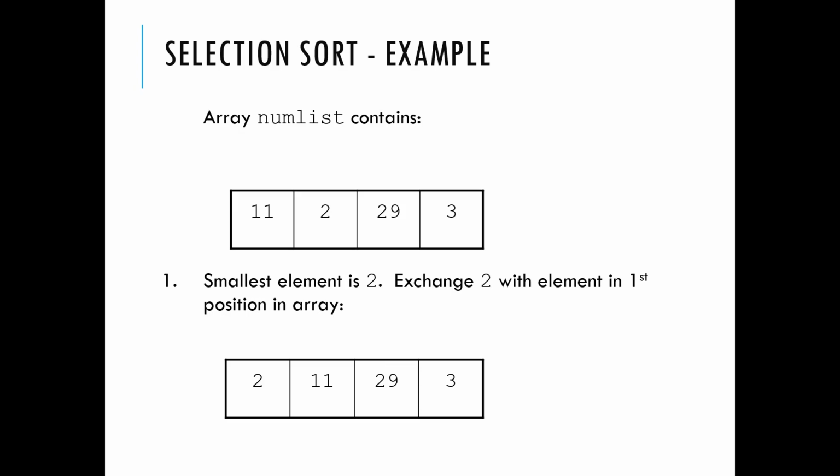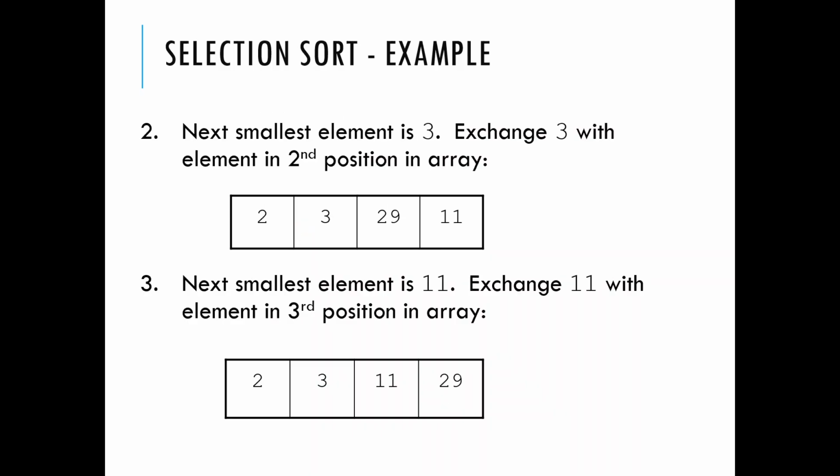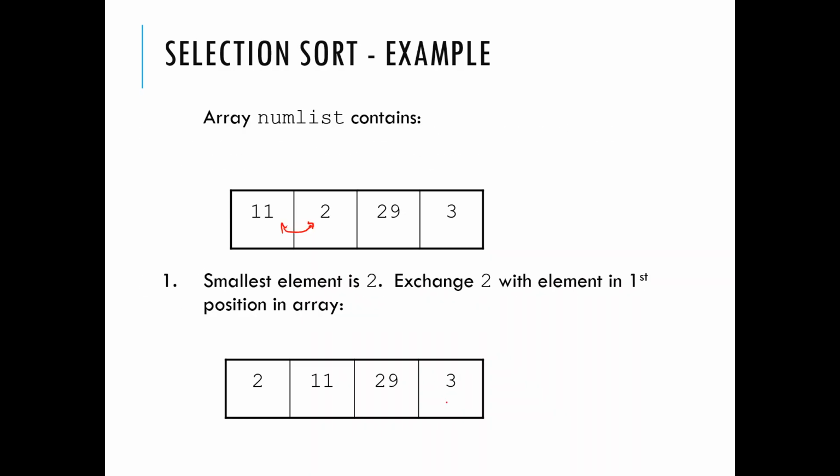So my array contains this. I find the smallest element, which is 2, and I plop it in the front. Or, if I want to do it in place, I can swap it with whatever was in this position. So I'm swapping these two around. Then I start at position 1 and find the smallest element. The smallest element's over here. Okay, and then I swap it around. I'm going to swap these two around.